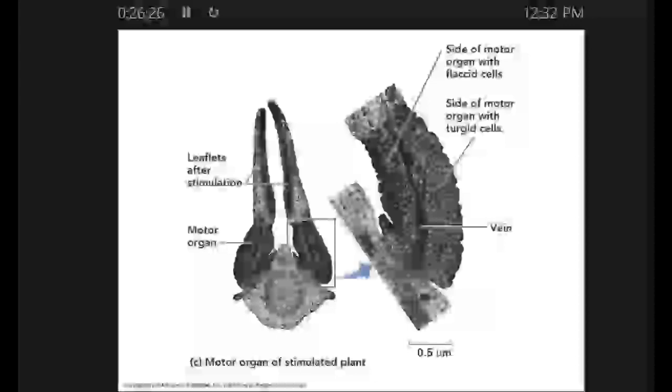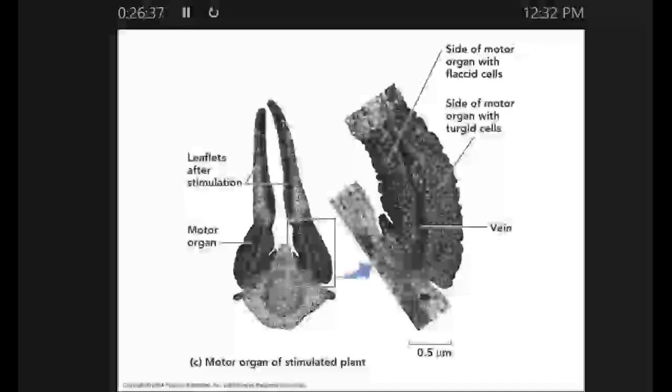Just doing that shifting of water, not too bad. And they can reverse it. Like I said, once you stop touching the mimosa, it will slowly flop back to its normal state. It takes a while, usually a half hour to 45 minutes. Flowers can do this too.